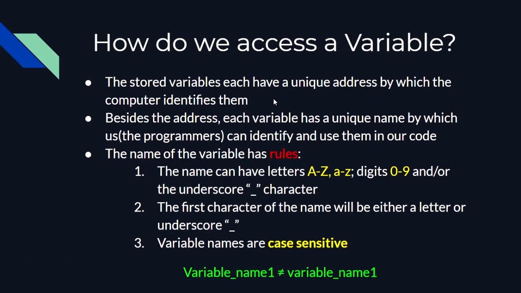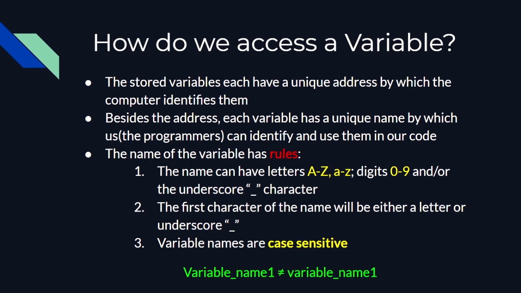Alright, now that we know what a variable is and what a declaration means, we want to know how do we access the variable that we want to declare or create. The stored variables each have a unique address by which the computer identifies them. You're probably wondering, well, the computer identifies a variable by its address, but how do we, the programmers, identify it? The answer is that each variable has also a unique name attached to it. That name is used by us when we code something.